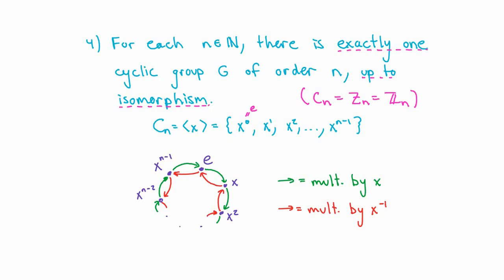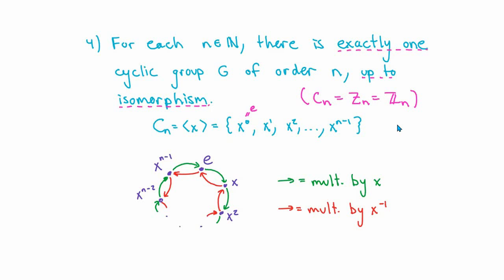Now, I know you thought this was just going to be a video about the groups of orders 1 through 3, but while we're here, I'd like to take the opportunity to tell you just a little bit more. It's an important fact that for each natural number n, there's exactly one cyclic group of order n up to isomorphism.